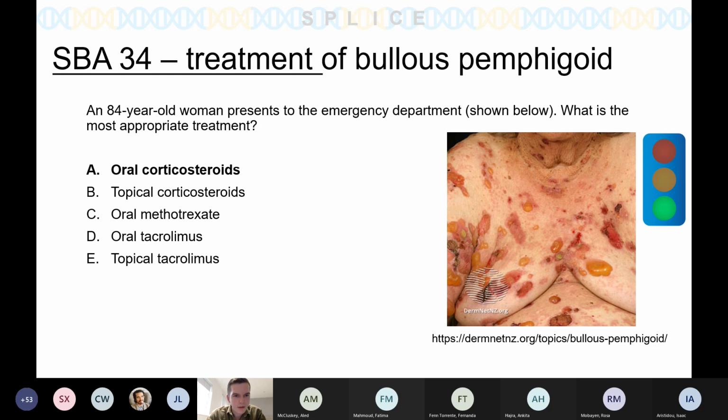Okay. Yeah, so oral steroids are the mainstay of treatment for bullous pemphigoid. Not really anything more to say than that.